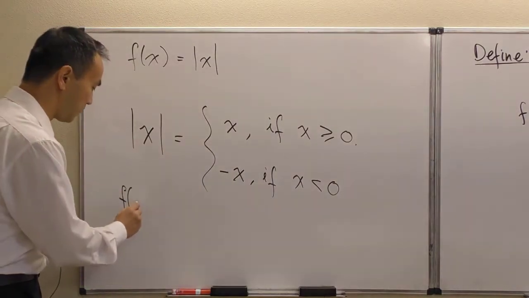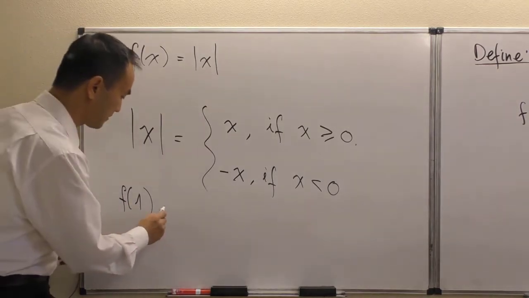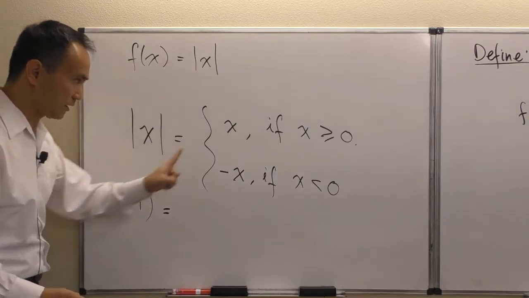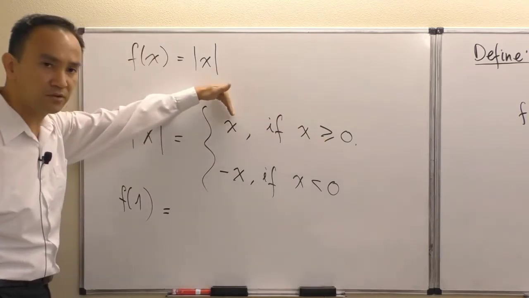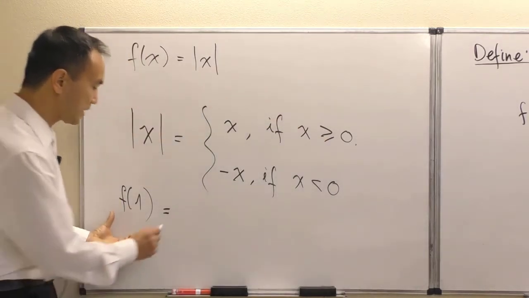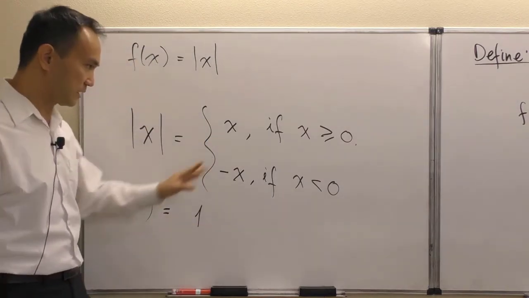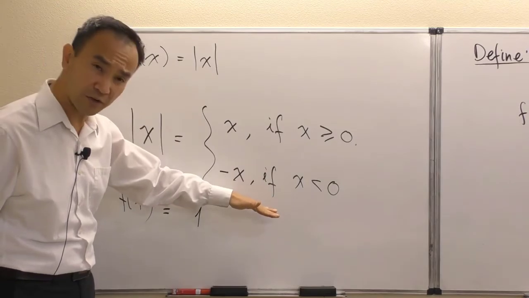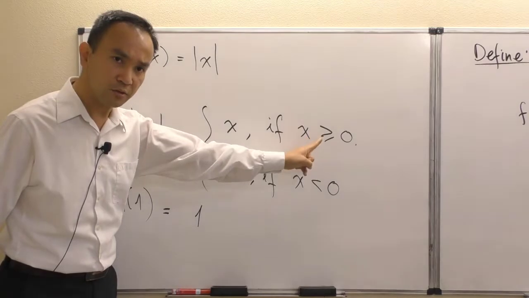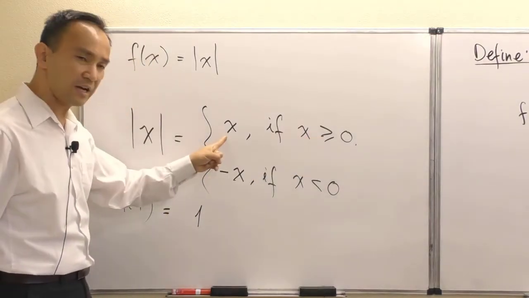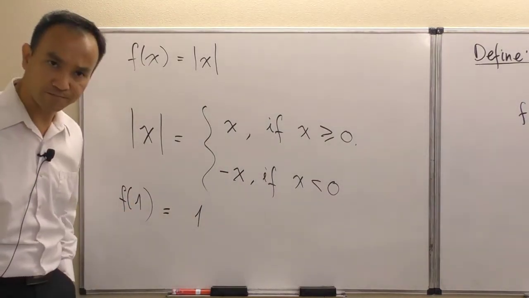See, f of 1. The input chosen here is 1. That means x equals 1 is clearly a value greater than 0. So we are going to follow this piece right here. So f of 1 is just equal to 1, because if we're treating this function as a piecewise function, the rule says if the input is non-negative, greater than or equal to 0, then we use that rule. So the output equals exactly 1.